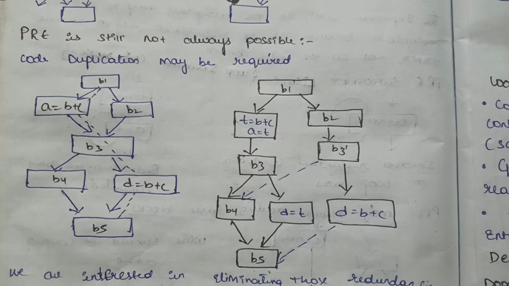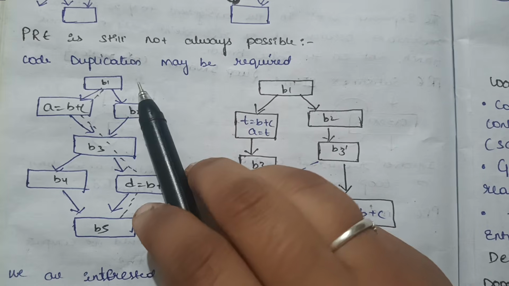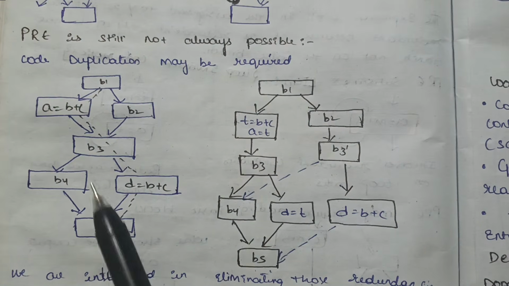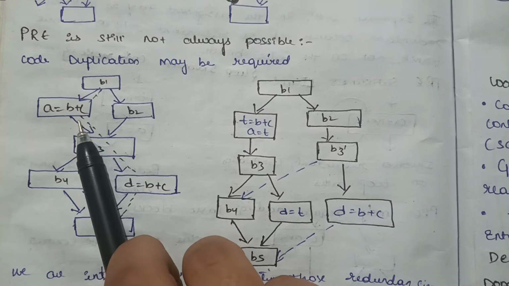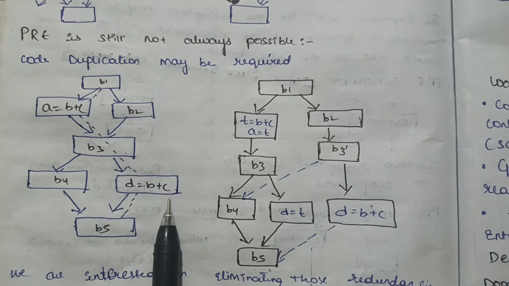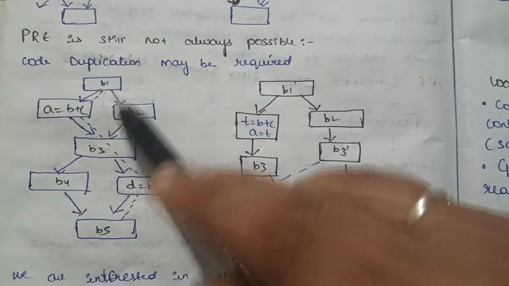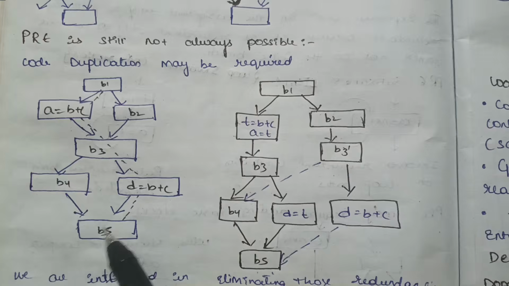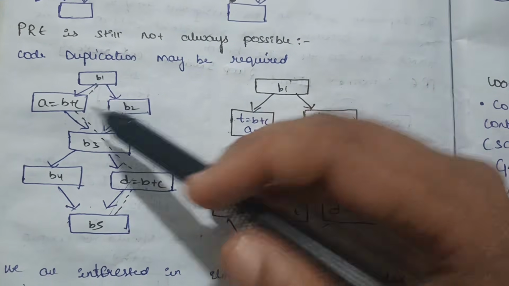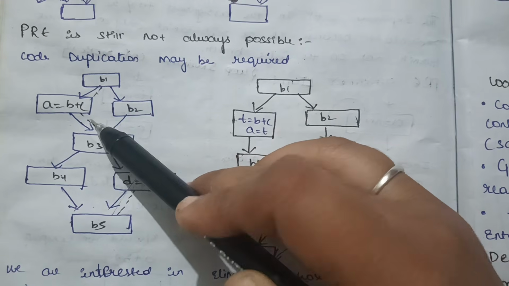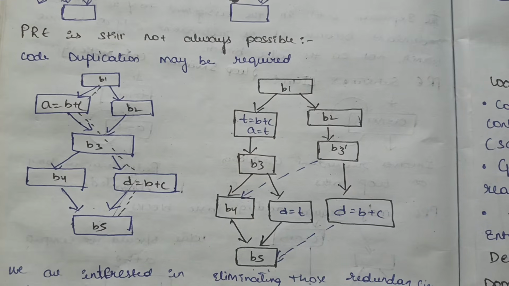So if we check here, code duplication may be reduced. How it will be reduced: if we see here, the total number of blocks is 5. The first block has A plus B, A is equal to B plus C, and also D is equal to B plus C. So here we can move in a number of paths. Either we can move like this, or like this, or like this, or also like this. If we move like this, A is equal to B plus C is computed 2 times. To eliminate this, we bring that one out of the loop.